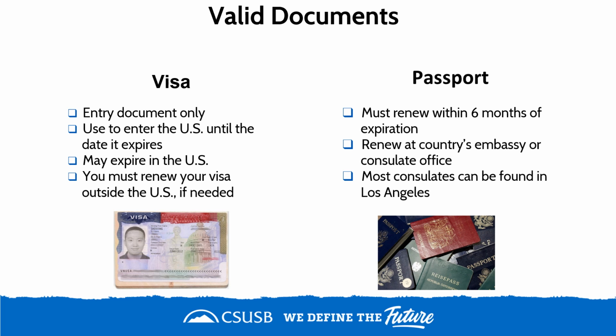In addition to the DS 2019 or I-20, you will also need a valid US visa and a valid passport. The visa is only an entry document. It does not confer status. In fact, you are not considered in status until you arrive in the US with your visa. The visa may expire while you are here in the US, and if you need to travel in the future, you may need to repeat the process of applying at the consulate.